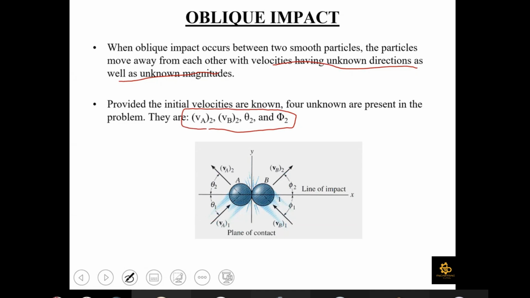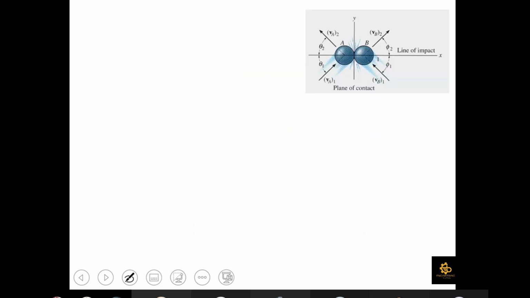The unknowns here are going to be the magnitude of these velocities VA2 and VB2, as well as the direction of these velocities θ2 and phi2. So from where we are going to get these 4 equations? Let us consider the case of oblique impact of 2 particles as shown to you in the figure. We have 2 particles A and B. Initially, particle A has a velocity of VA1 and it was traveling at an angle of θ1 with respect to the line of impact. Similarly, particle B having a velocity of VB1 at an angle of phi1 is traveling as shown to you in the figure.